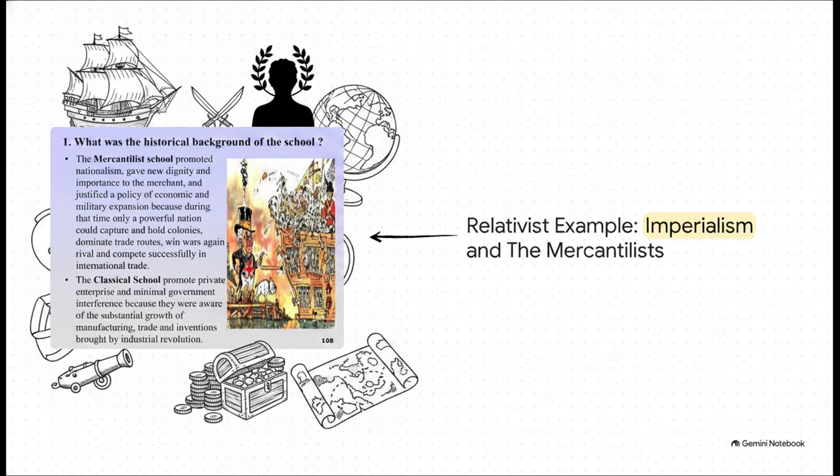Take the mercantilist school. Why on earth would they promote aggressive nationalism, glorify merchants, and justify massive military expansion? Well, according to the relativist approach, during that specific time in history, only a heavily armed, powerful nation could capture colonies, control trade routes, and actually compete internationally. The harsh reality of imperialism is what literally shaped their economic truth.